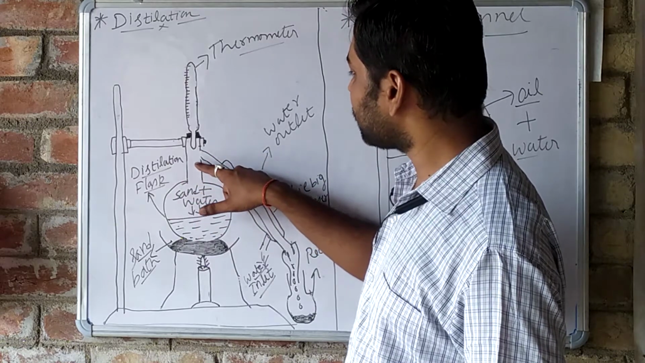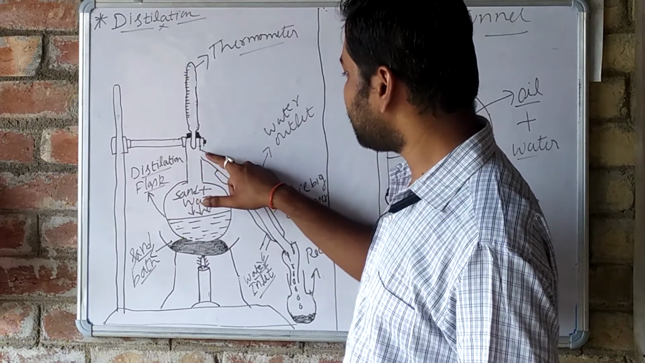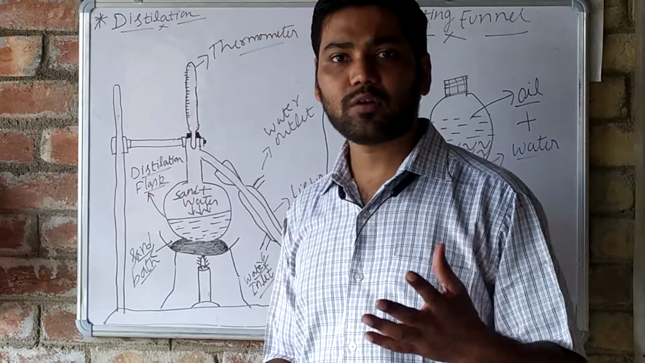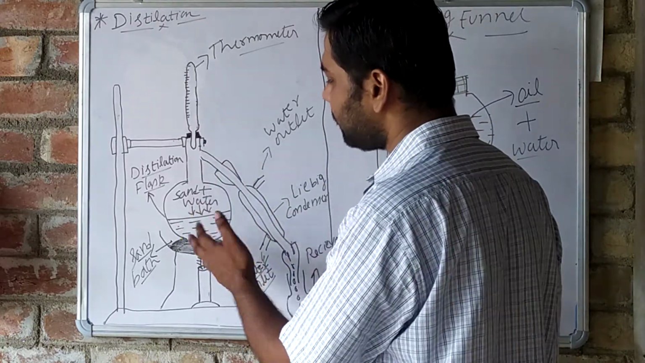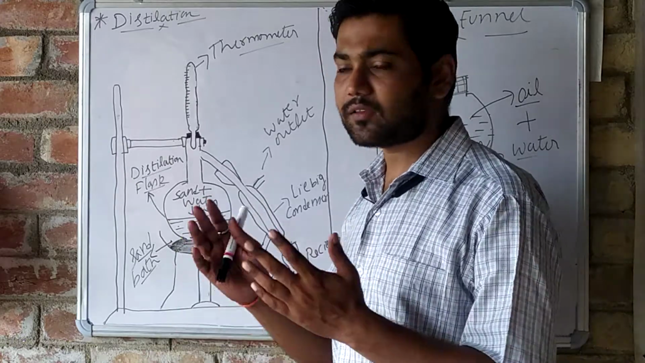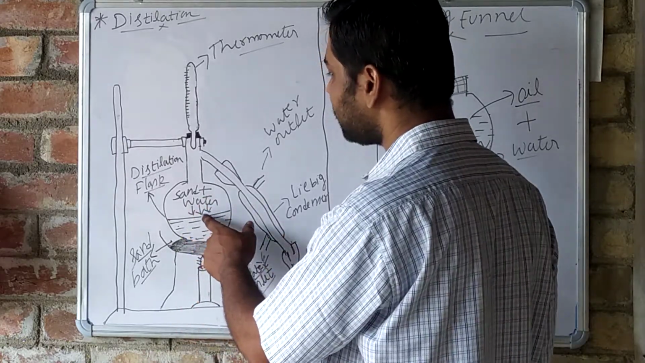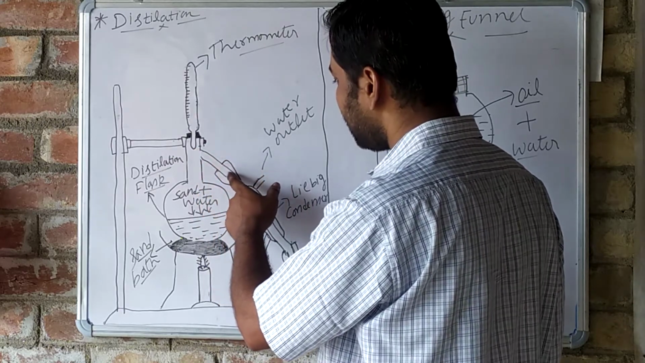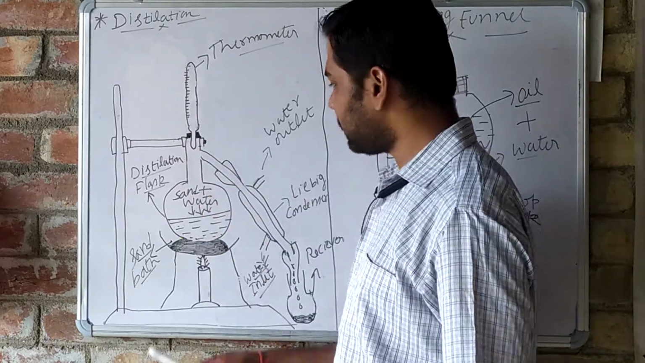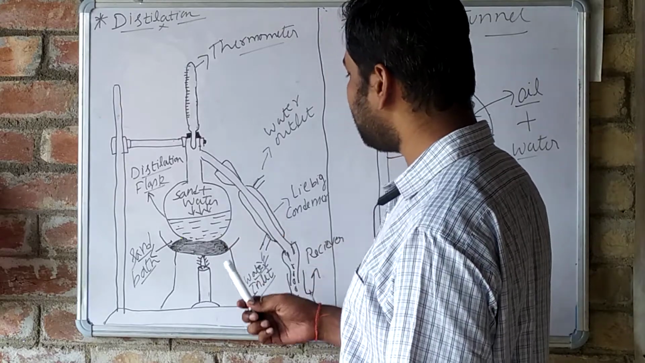So this flask to the funnel, and here we will have an opening. So the water vapors will start rising from this distillation flask, and they will move from here through this tube. Understand? It passes through this tube, and here we will have a Liebig condenser.